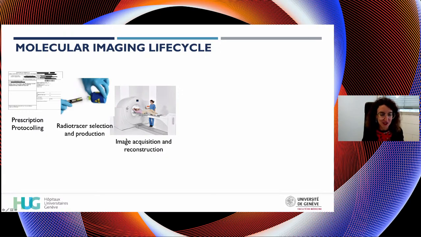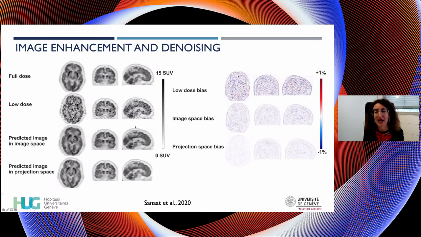And for the acquisition of the images and their reconstruction, there is one specific aspect I want to emphasize because I think it's very interesting and very promising, and that is the ability of artificial intelligence to augment the images we obtain, starting from low-dose images to obtain simulated full-dose images. What do I mean by this?